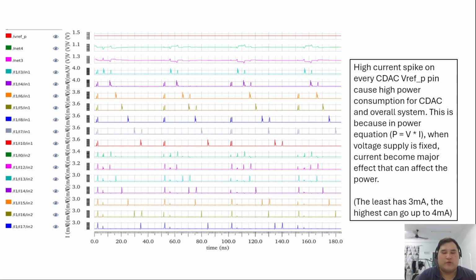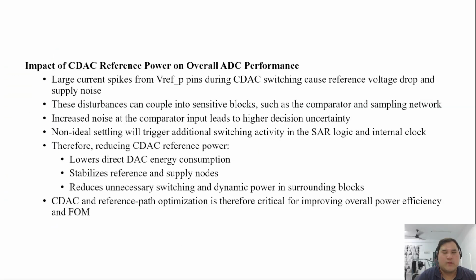The lowest current is 3 mA and the highest can go up to 4 mA. The large current spike for the relay P-pin during capacitive DAC switching will cause reference voltage drop and supply noise. These disturbances will couple into sensitive blocks such as the comparator and sampling network. The increased noise at the comparator input leads to higher decision uncertainty, and the non-ideal settling will trigger additional switching activity in the SAR logic and internal clock.